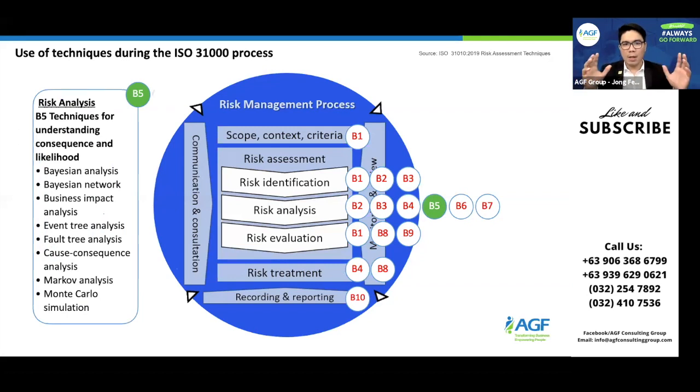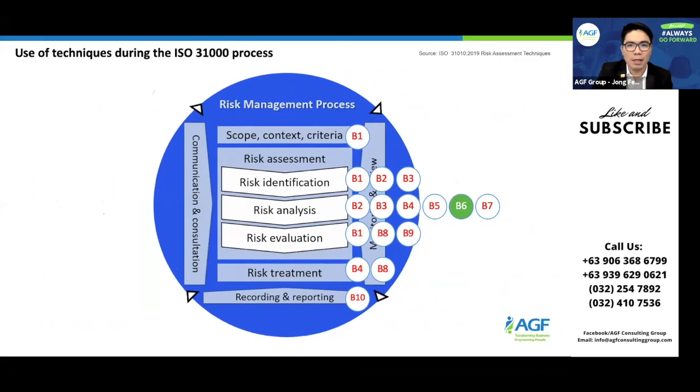Now you can see that the different risk assessment techniques have their own applicability in the different steps of your risk management process. You cannot just haphazardly use each one wherever you want. You need to understand the applicability of the risk assessment technique. There you can see business impact analysis, if you're trying to analyze the risk of your organization.